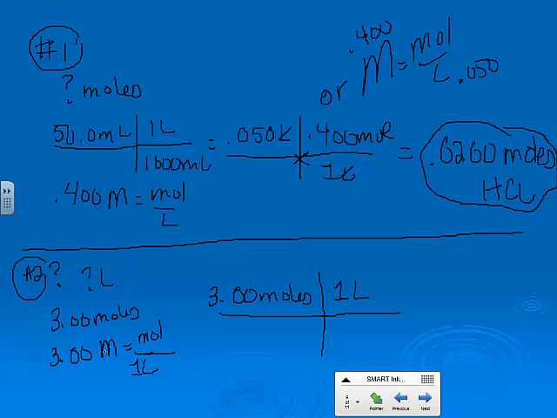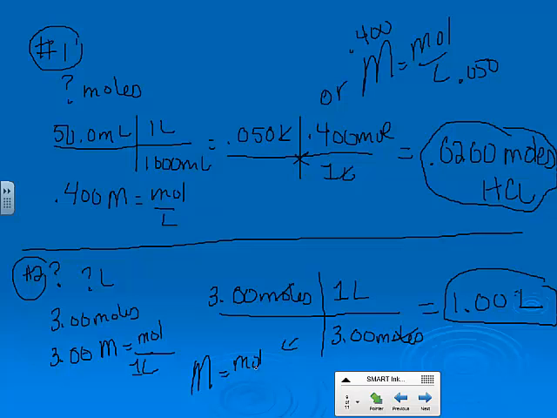Remember, we can think of molarity, the unit, as moles per 1 liter, and I put the 3.00 moles on the bottom. 3 divided by 3 is going to be 1, so in 1 liter of a 3 molar solution I have... I'm sorry, if I wanted 3 moles in a 3 molar solution, I would need exactly 1.00 liters in order to obtain that. Remember, you also could simply plug and chug.